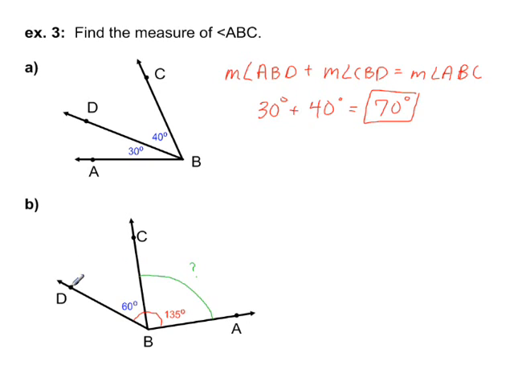So I have DBC. I'm going to take the measure of DBC, and if I add that to the measure of angle ABC, then that should give me the entire angle DBA.